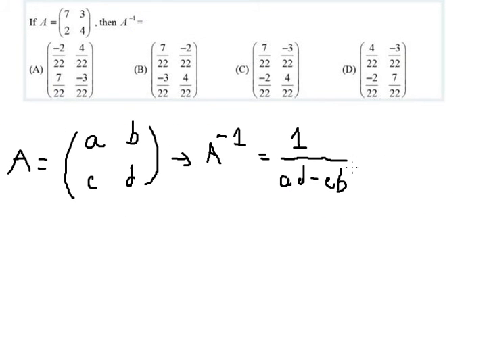and we have the matrix where A and D swap together, so we have D in here, A will go in here, and C and B just have a negative sign.